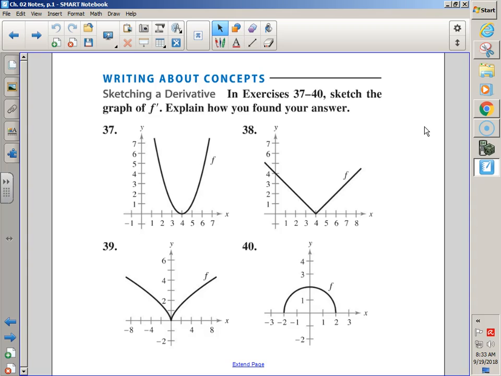Guys, we're not going to spend a lot of time on this section for one very important reason. We're not masters of this yet. We shouldn't be. We don't have to be. This is just an intro to a very important topic for the year. Being able to go between a graph of an original and a graph of a derivative and figuring out how they relate. Okay?